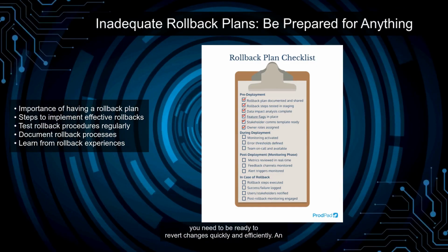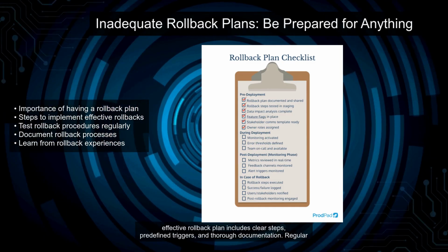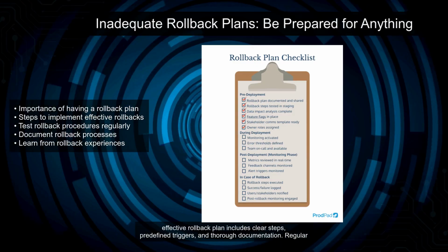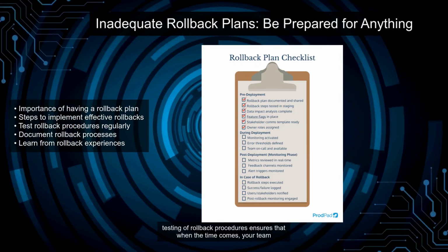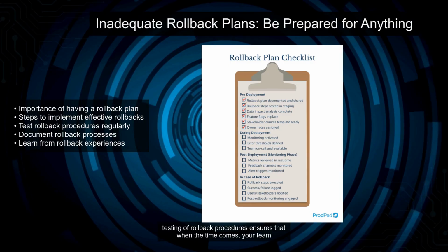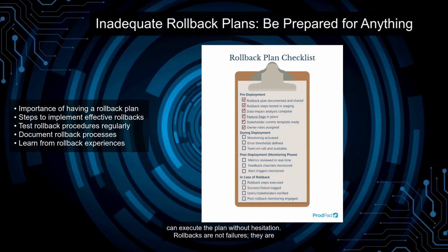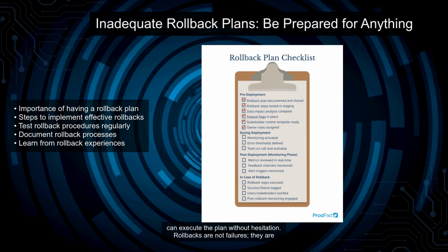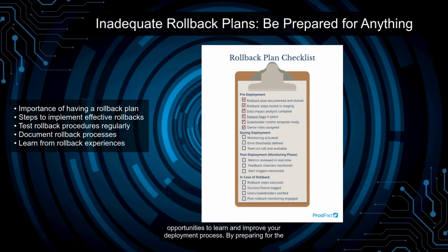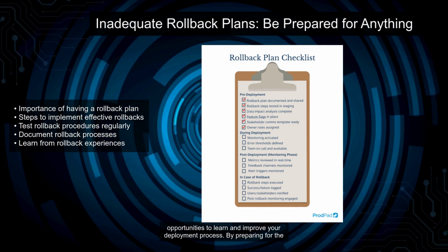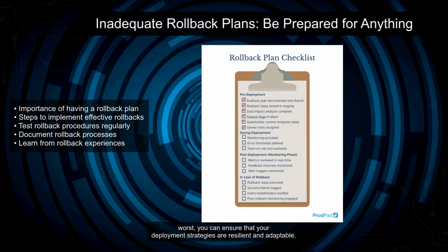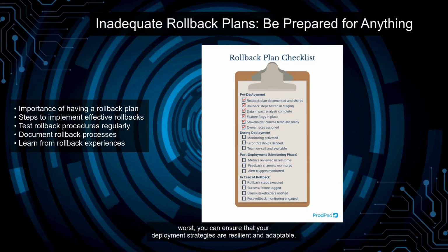An effective rollback plan includes clear steps, predefined triggers, and thorough documentation. Regular testing of rollback procedures ensures that when the time comes, your team can execute the plan without hesitation. Rollbacks are not failures, they are opportunities to learn and improve your deployment process. By preparing for the worst, you can ensure that your deployment strategies are resilient and adaptable.